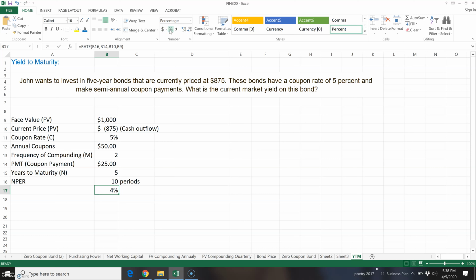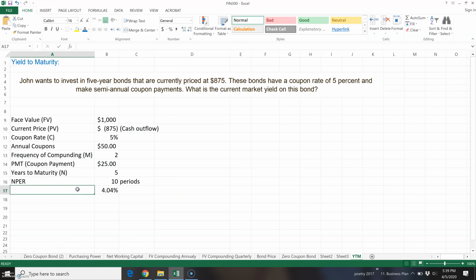So it is around 4%. If we bring that to 2 decimal points, it's 4.04%. But the calculation is not over yet. There is a third adjustment that needs to be made.